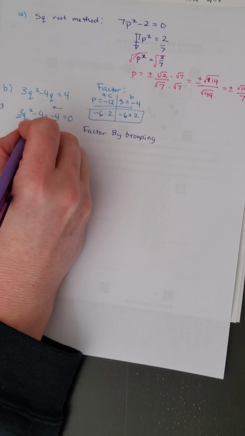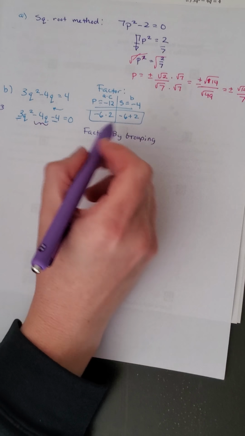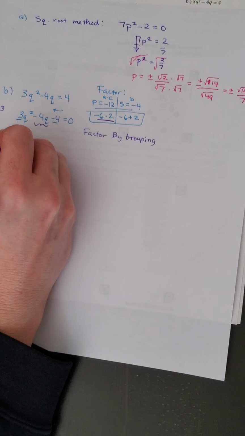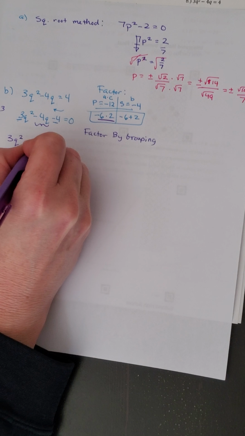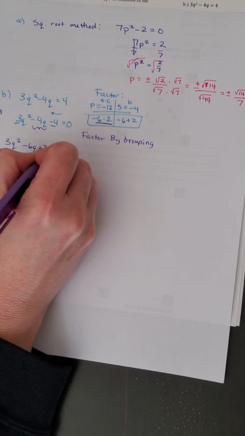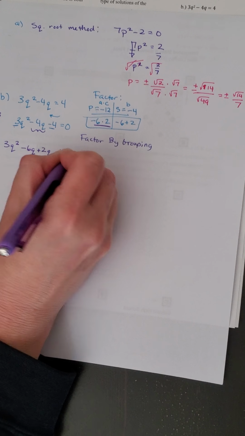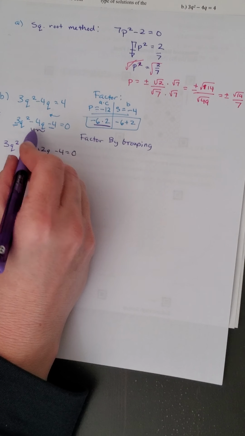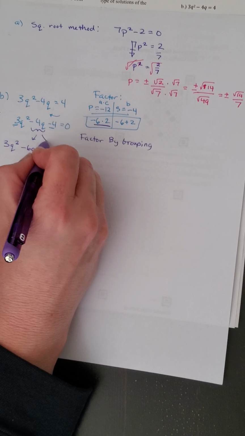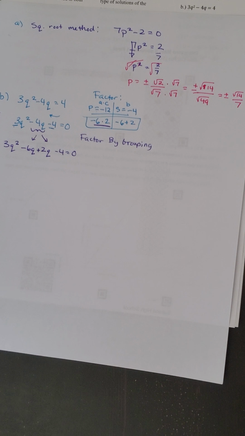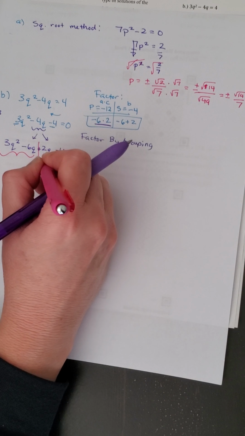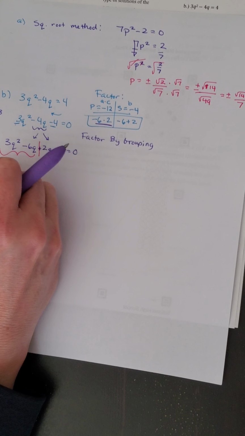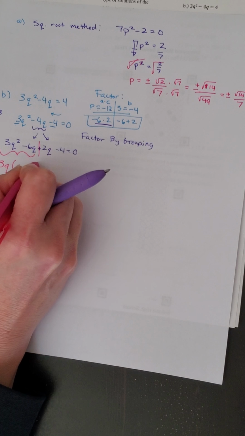Okay, so factor by grouping, first step, I'm going to split this into these two numbers right here. So 3q squared, this will be negative 6q plus 2q, and then minus 4 equals 0. So again, you split this term into these two numbers. All right, then we're going to split it in half and take out the greatest common factor of each side. So what do these have in common? They have a 3 and a q in common.